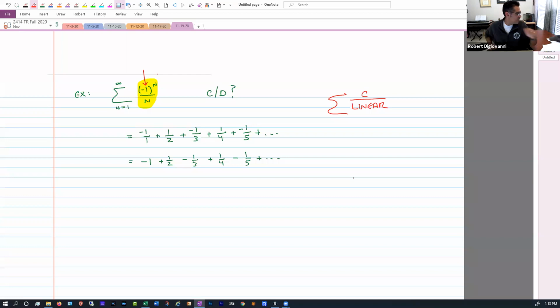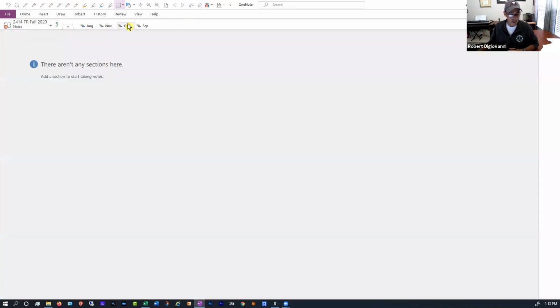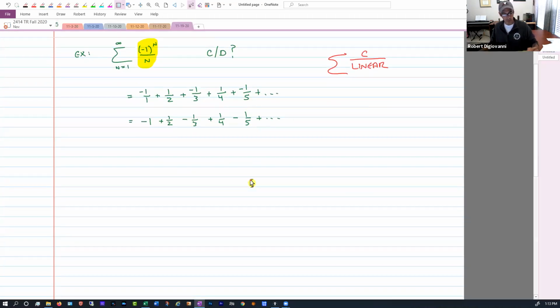The comparison test says that your original series, the sequence, the part in yellow, has to be positive, and this is not always positive, so we can't use a comparison test. So we're kind of stuck at this point. We're stuck. So here comes the alternating series test. I'm just going to write it out. I'm not going to bring it off the formula sheet.